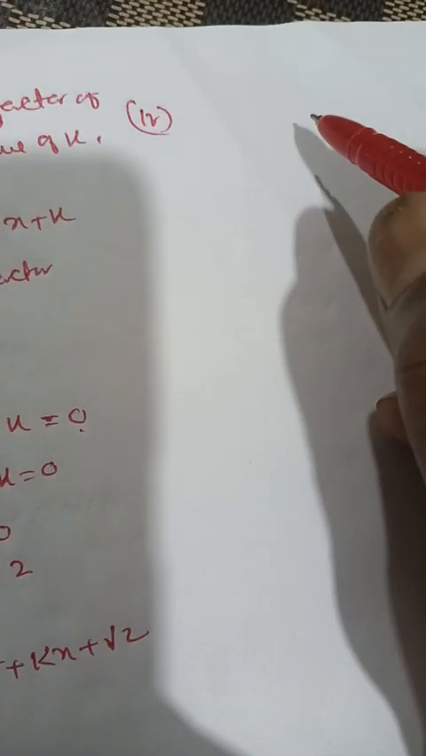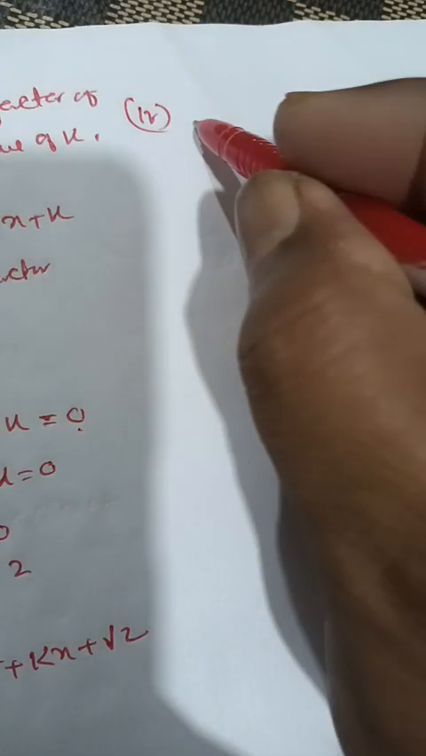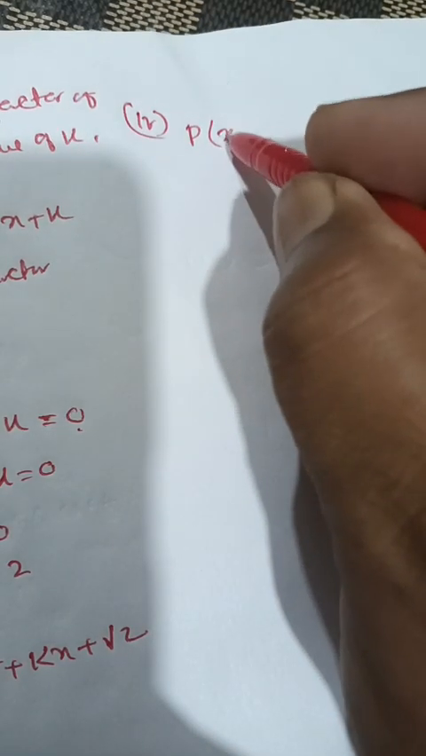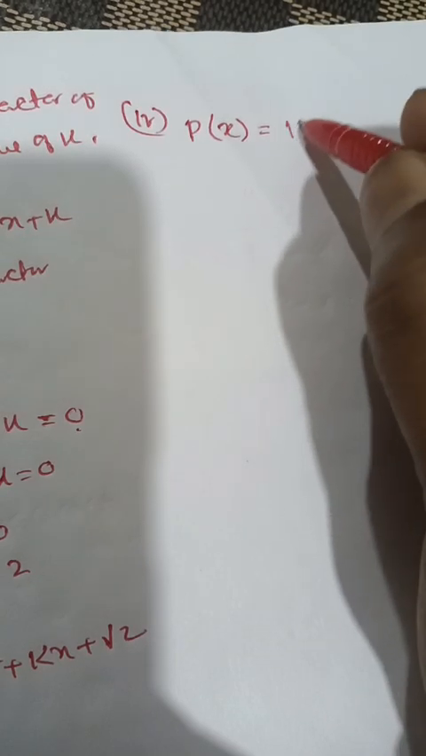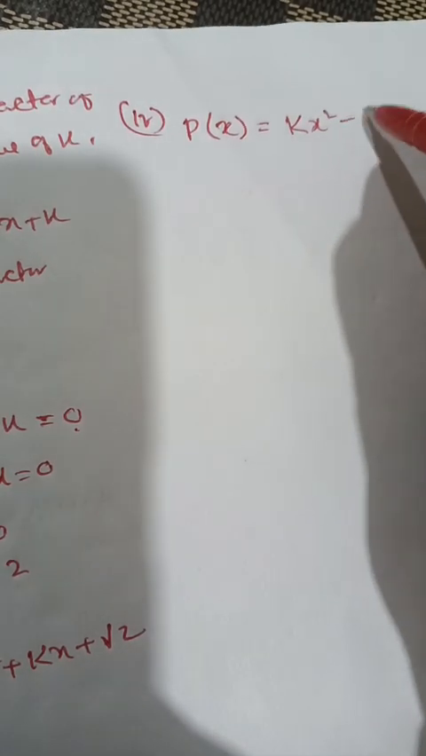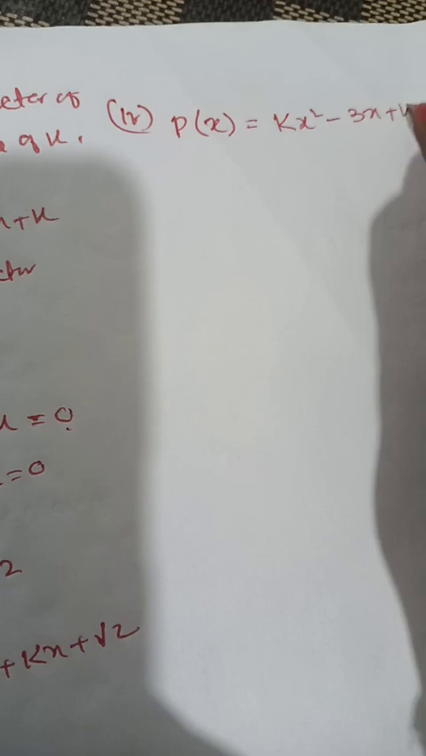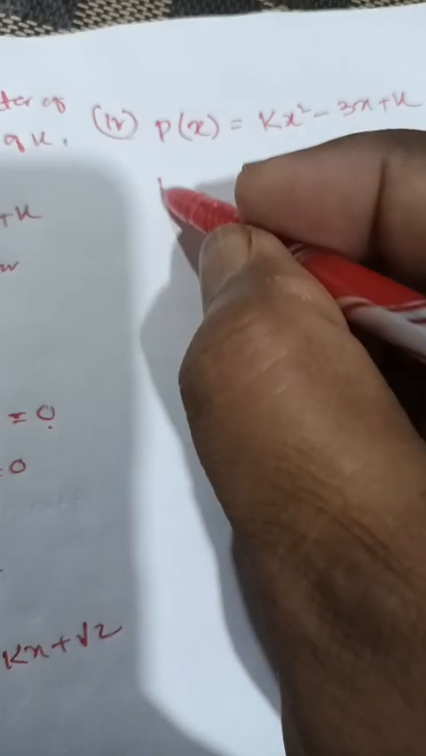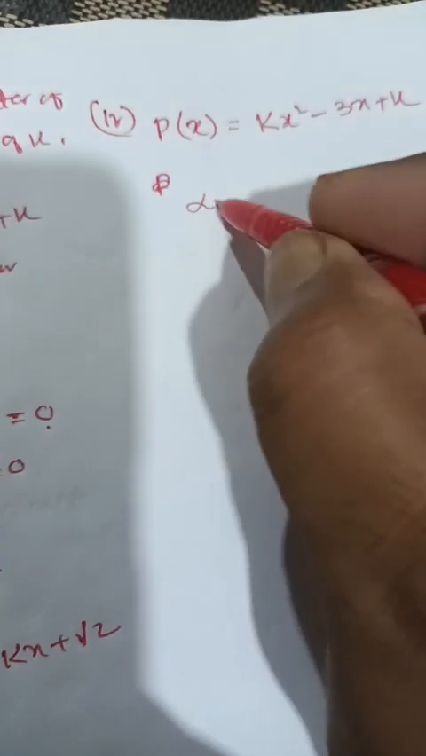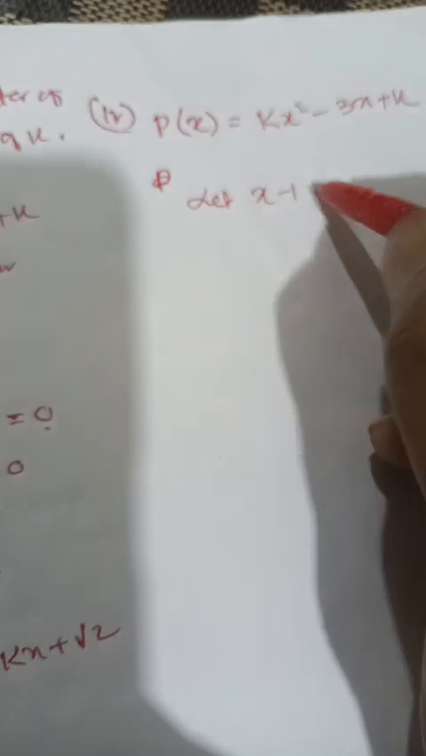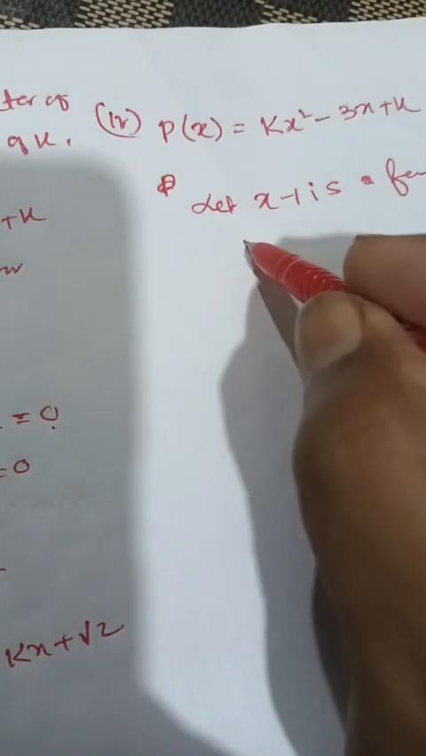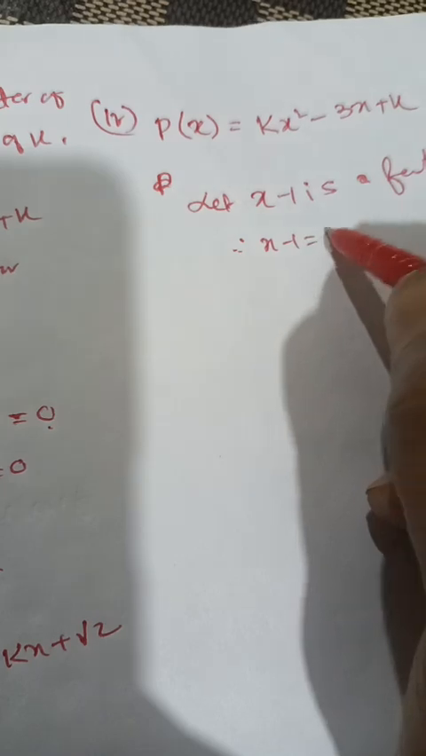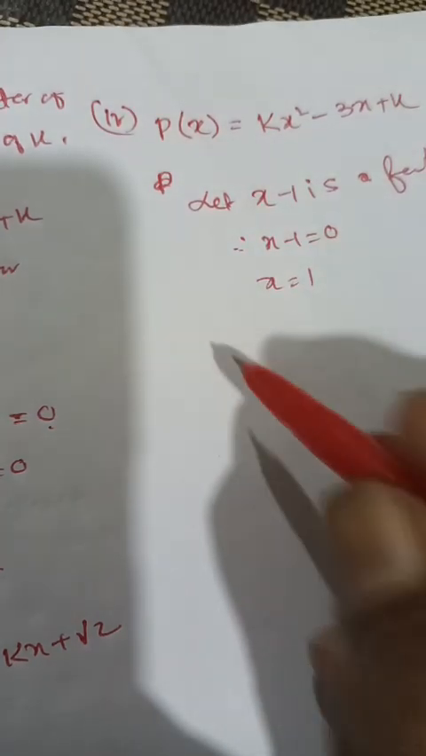Here also we have to check whether x minus 1 is a factor of p(x). So p(x) is given here kx square minus 3x plus k. So you write let x minus 1 is a factor. Therefore you can write x minus 1 equal to 0. Therefore x is equal to 1.